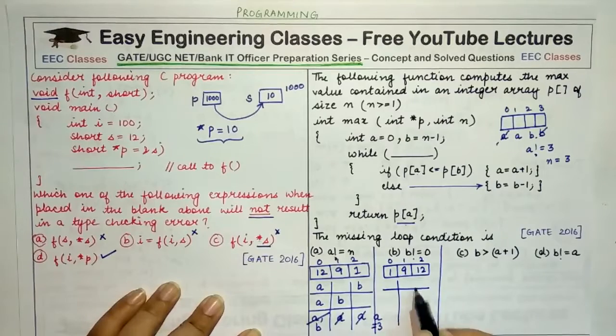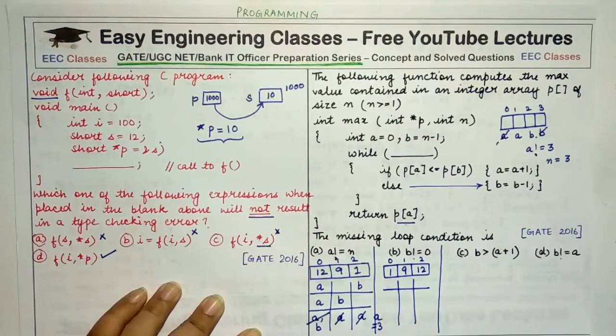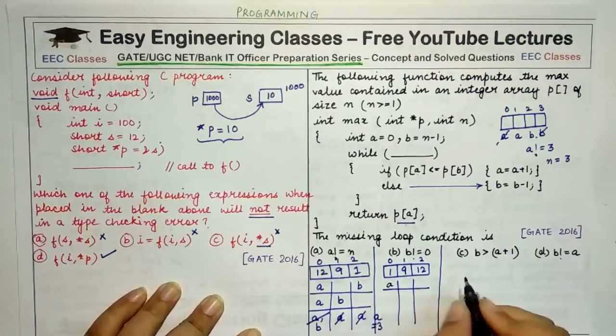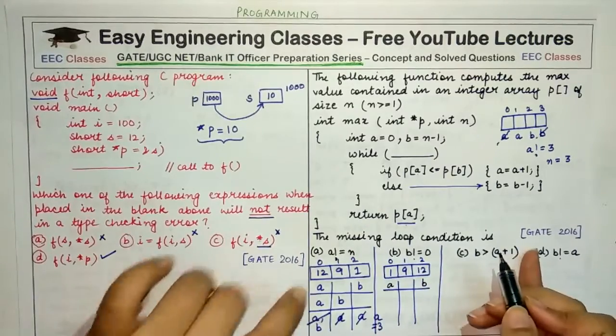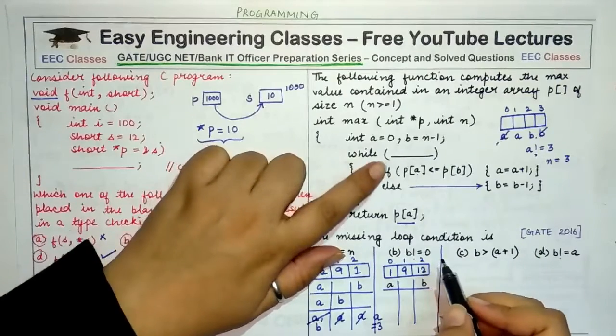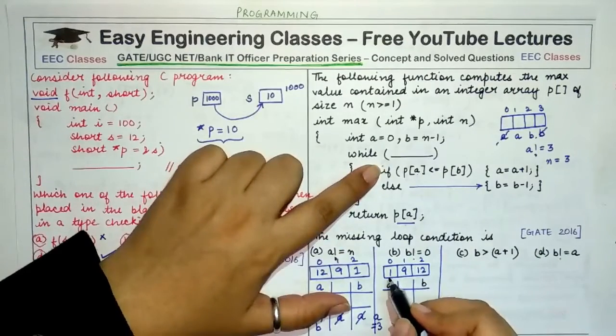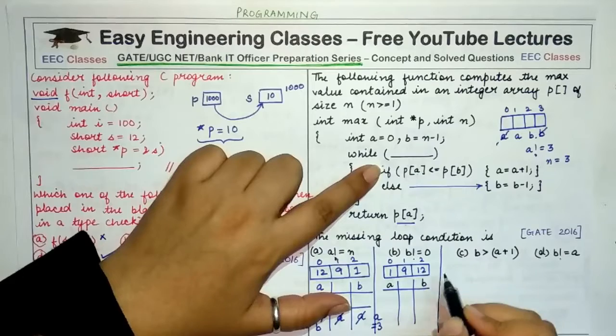Initially A points here at 0 and B points at 2. So my condition is B not equal to 0. Yes, B is equal to 2. I enter the loop. Since 1 is less than 12, I increment A.